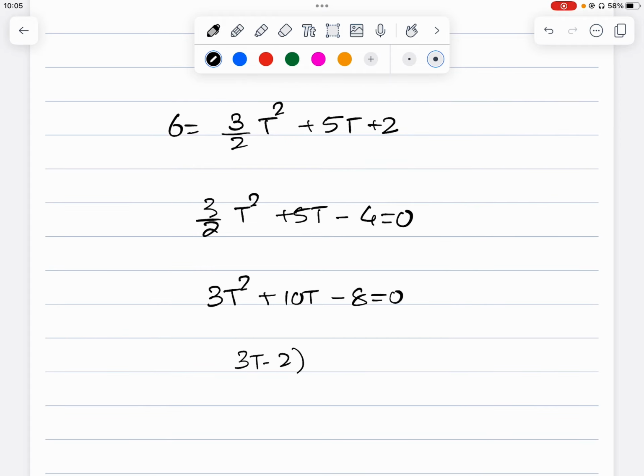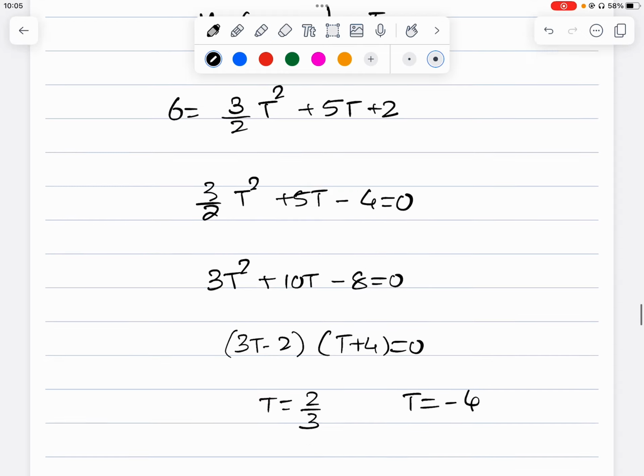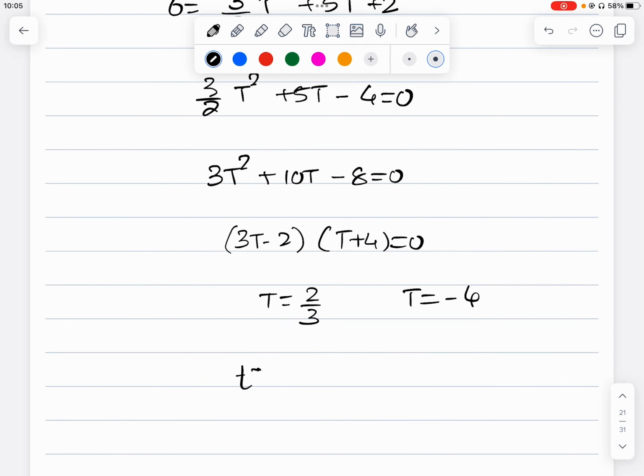Factorize it out, 3T minus 2 times T plus 4 equals 0. So T equals 2 upon 3, T equals negative 4. But time has to be a positive number. So therefore T equals 2 upon 3. That's going to be the answer.